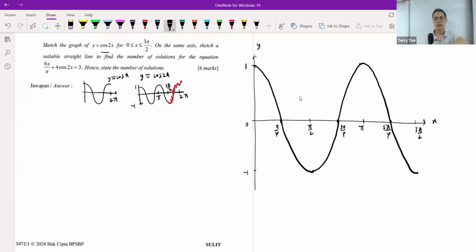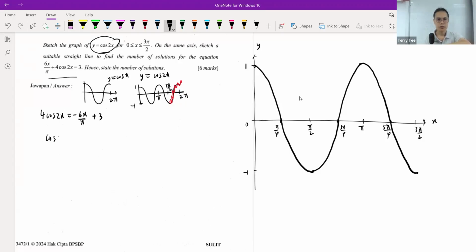Now, next is, on the same axis, sketch a suitable straight line to find the number of solutions to this equation. So we're going to do something with this equation. I think we have to rearrange such that one side equals cos 2x. So I'm going to throw the 6x over pi to the right hand side. So I have 4 cos 2x equals -6x over pi plus 3.